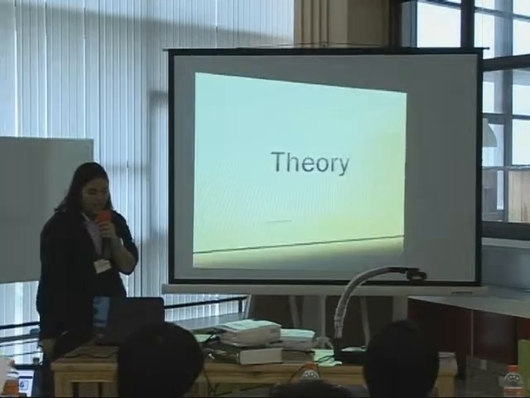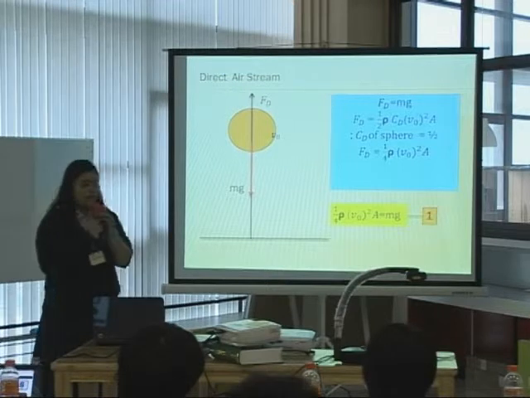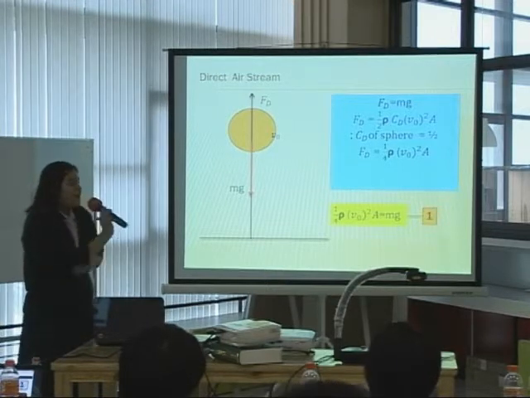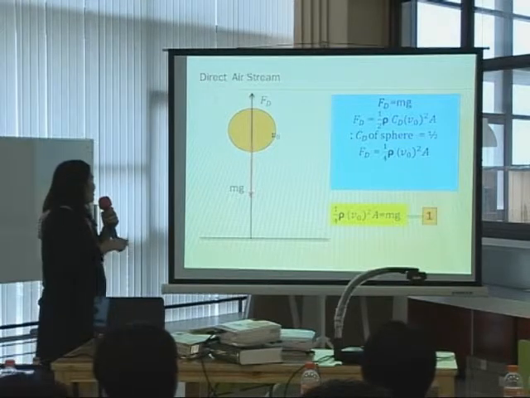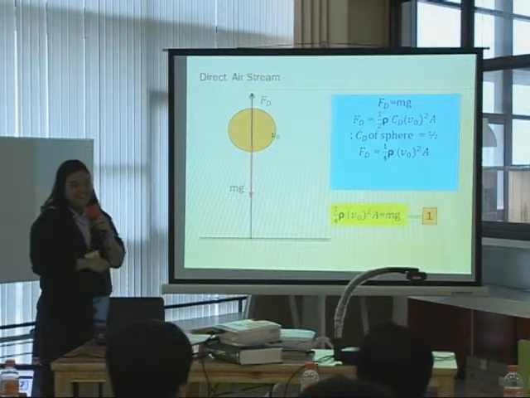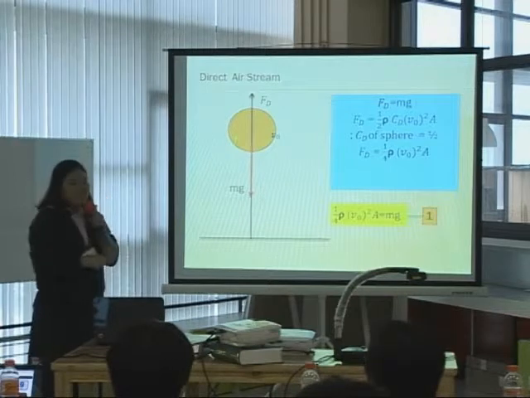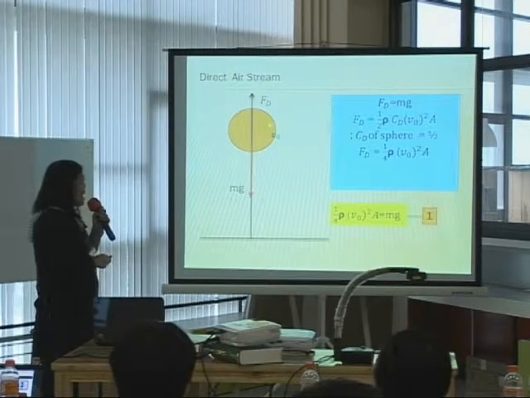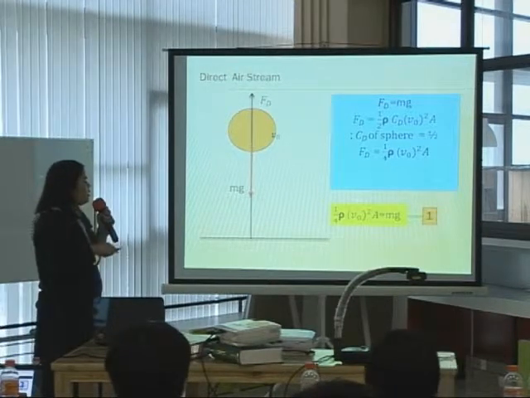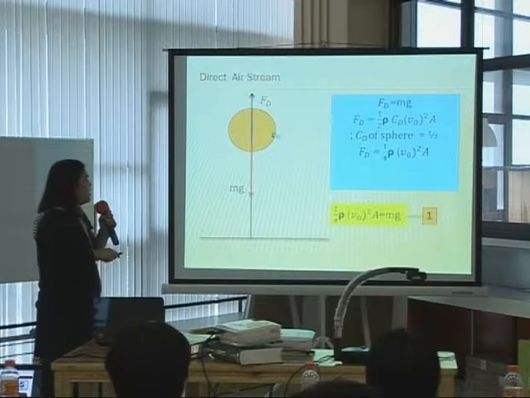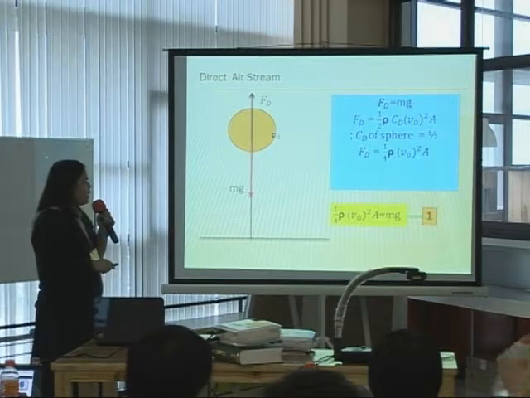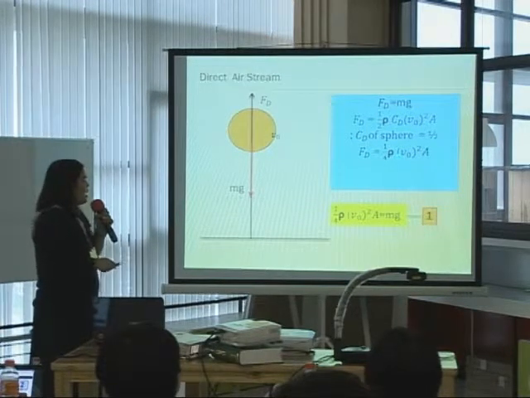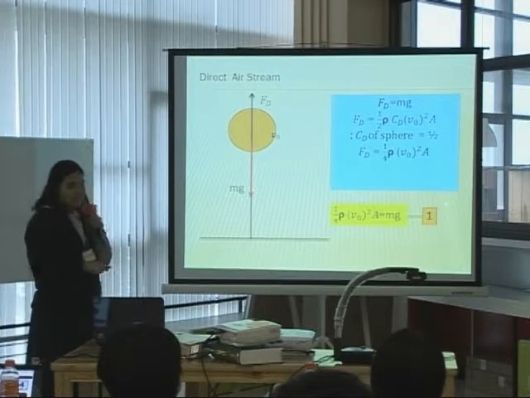Let's start with the theory. The first case is an approximation, so it's easy for the calculation. In this case, it's the direct airstream. We have the weight of the ping pong ball and the drag force. So we get this: Fd is equal to 1/4 rho v0 squared A. And I call this equation 1.